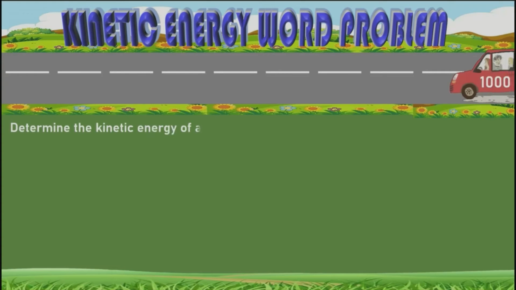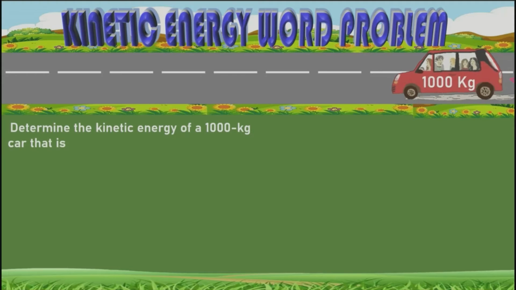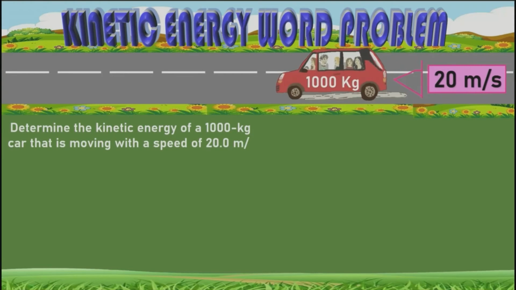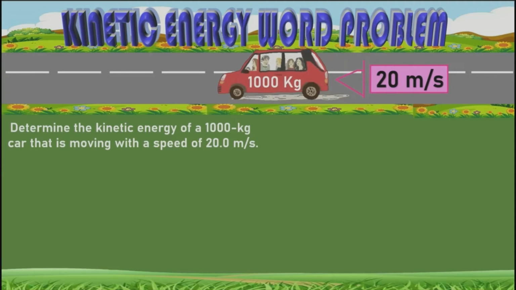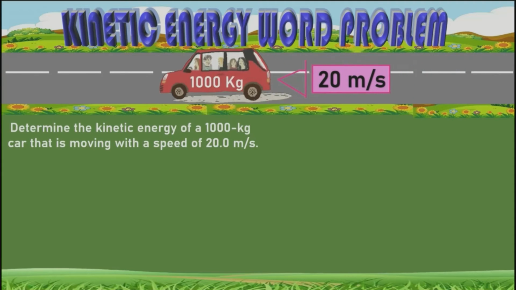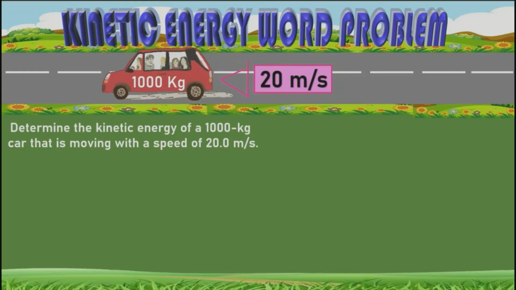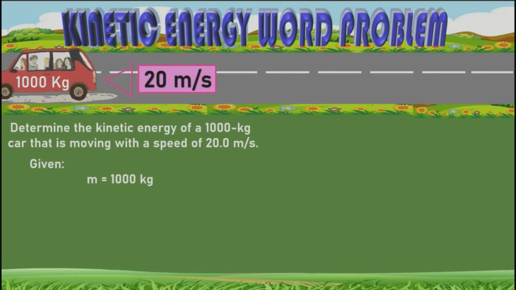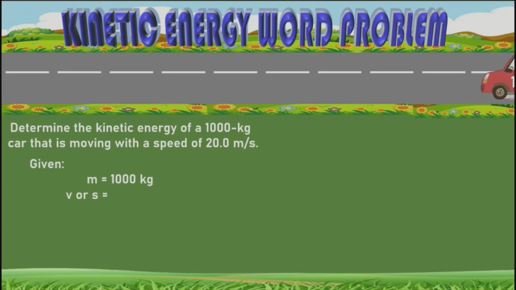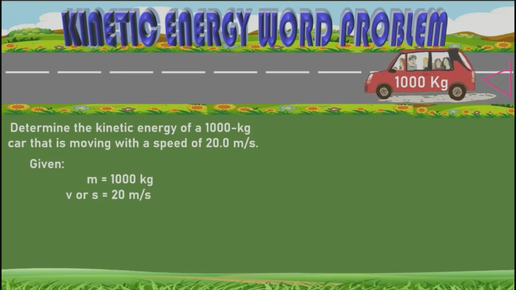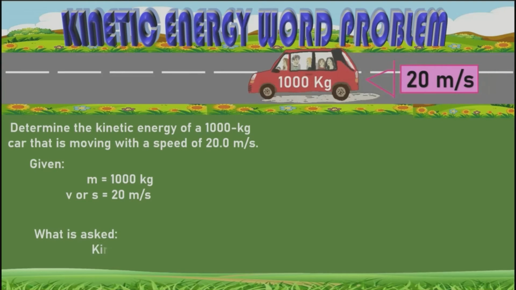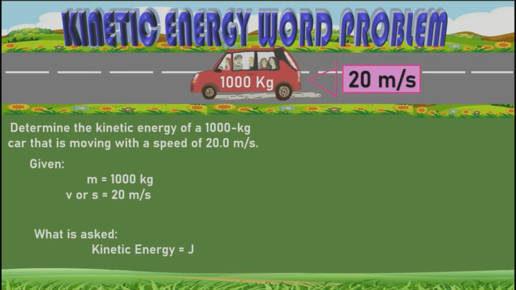Determine the kinetic energy of a 1,000 kilogram car that is moving with a speed of 20 meters per second. Analyze the word problem carefully and look for the given data on the problem. We have the mass of a car, which is 1,000 kilogram, and the speed of 20 meters per second. Next is to find the missing variable in the problem. In this case, the kinetic energy, which is equivalent to joule.